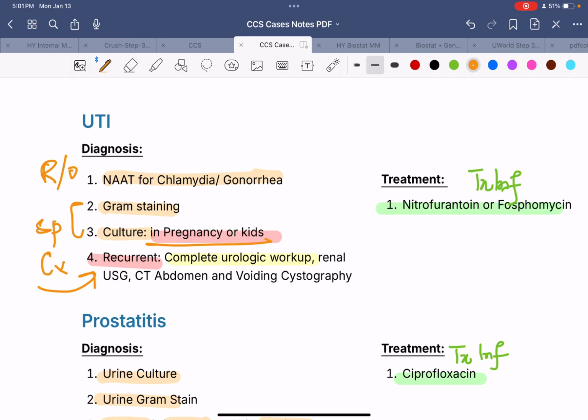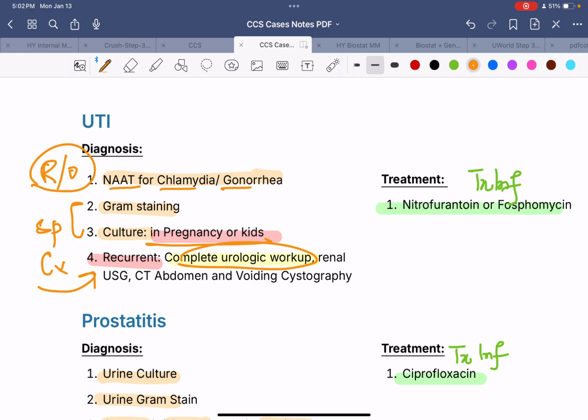Next off, we are going to rule something out: if the patient is repeatedly having UTIs, it's possible that he has chlamydia or gonorrhea infection, which we will rule out with the NAT test, nucleic acid amplification test. And then if the patient is having recurrent UTIs, then in this situation, we will of course do the urine analysis and the urine culture sensitivity along with the NAT test for gonorrhea and chlamydia.